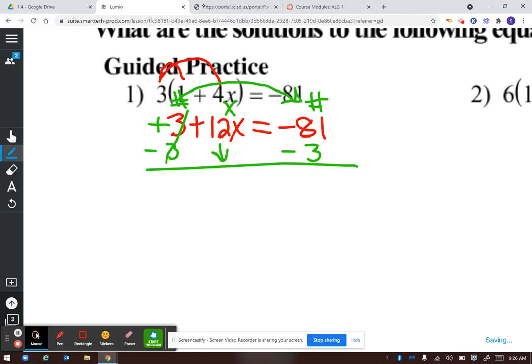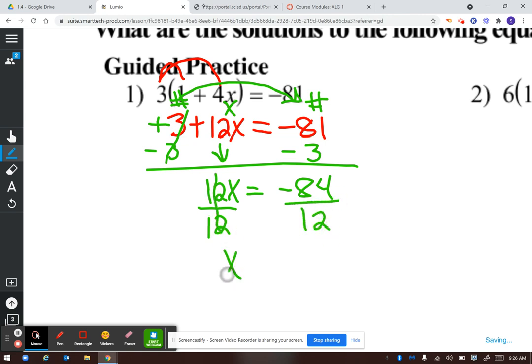Drop the 12 down. So 12x is equal to negative 81 minus 3, which is negative 84. And then the last step is to divide by the coefficient. So divide by 12, divide by 12. 1x is equal to negative 84 divided by 12. 6 is 72, 7 is 84. So it's negative 7.